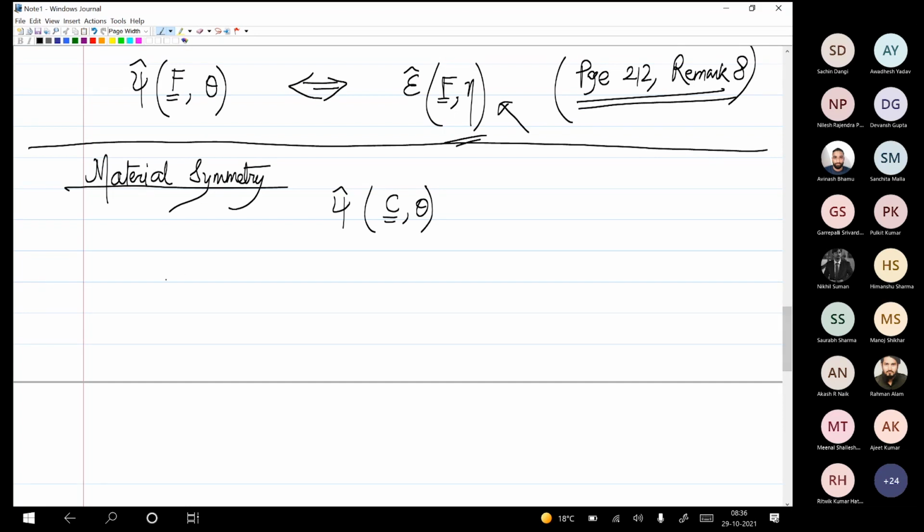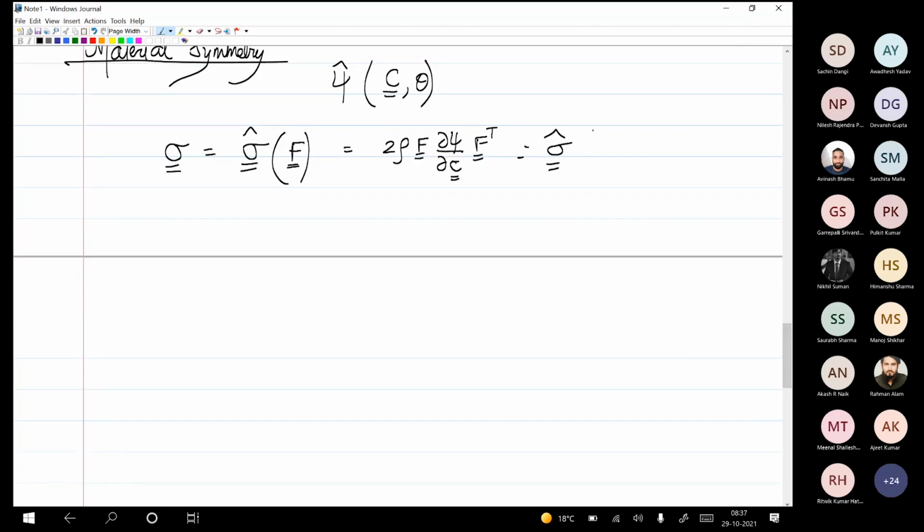We saw from above that the Cauchy stress tensor sigma has this function sigma hat depending on F, isn't it? Remember from above, it was 2 times rho into F into del psi by del C times F transpose. So from here you can see that sigma hat is indeed a function of F. There is a dependence on C through the Helmholtz free energy, but then you also have F appearing explicitly. So sigma hat is a function of F, the Cauchy stress that generates in the body.